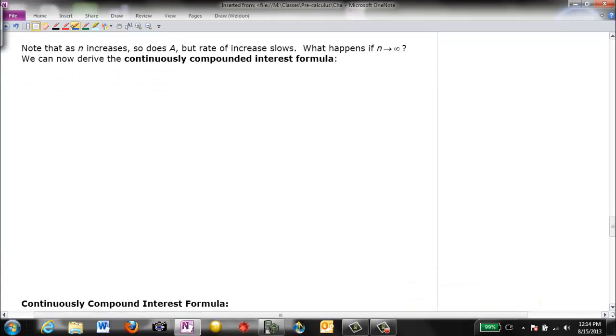Okay, so note that as n increases, so does A, but the rate of increase slows, right? So what Bernoulli was wondering is, is there a number that this is going to converge to if we let n get really, really big? Okay, so what happens if n goes to infinity? Well, now we can derive the continuously compounded interest formula. There's a separate formula to represent when n goes to infinity.